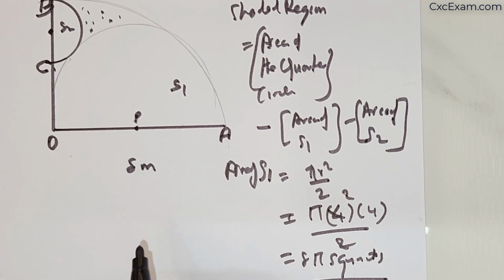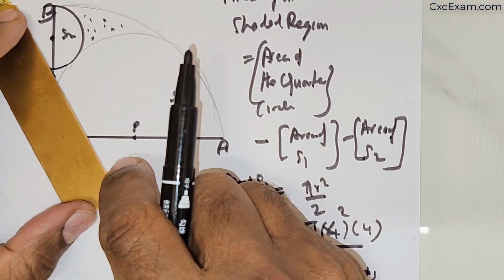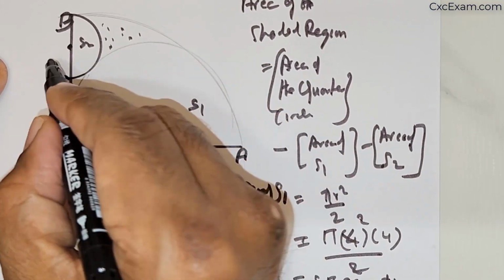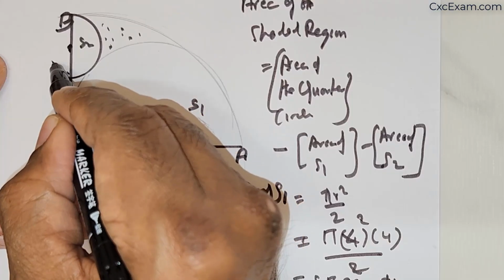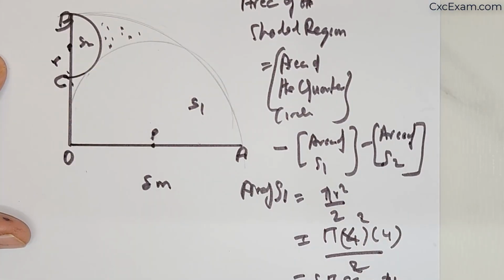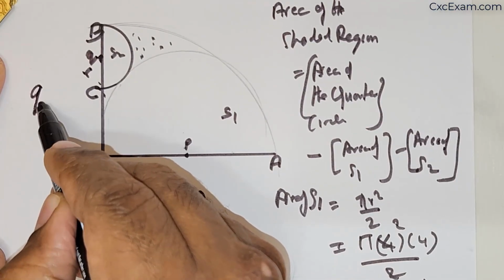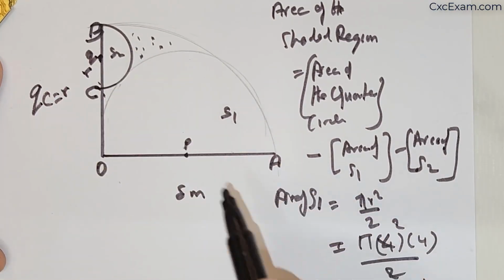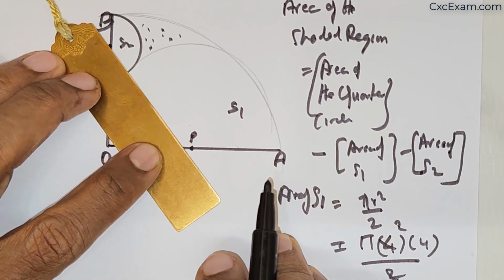And we need to get the area of S2. Now I do not have the area of S2, so I'm going to take this as some radius r. So let this be Q. QC, I'm going to take it as some r. Now there is a point of tangency.